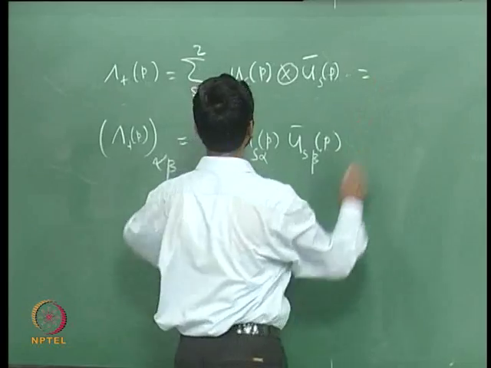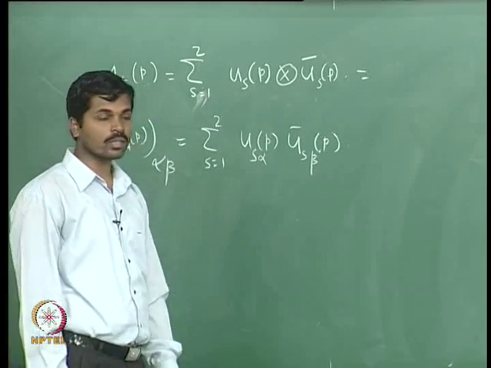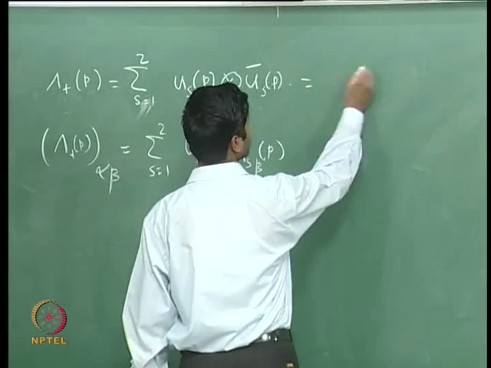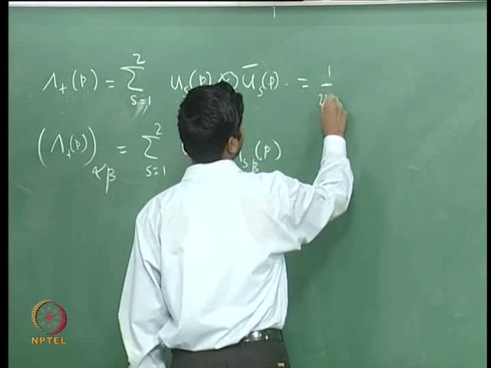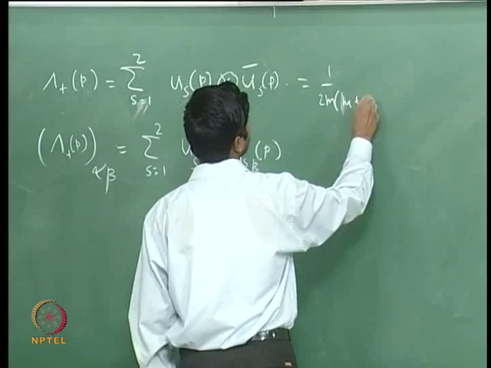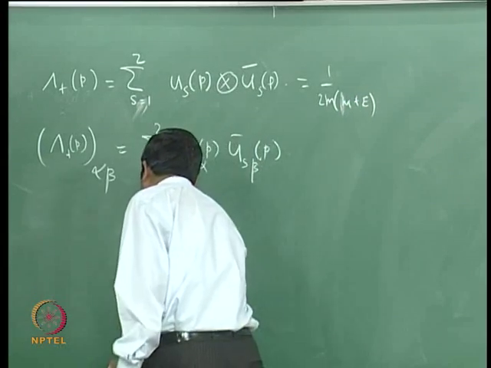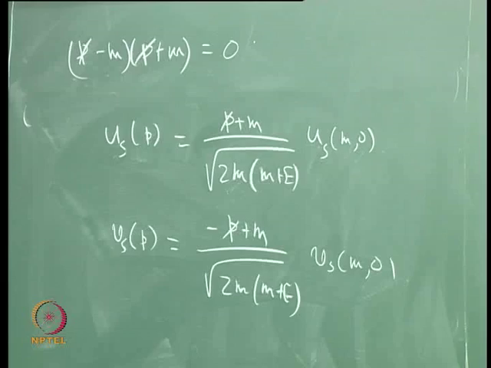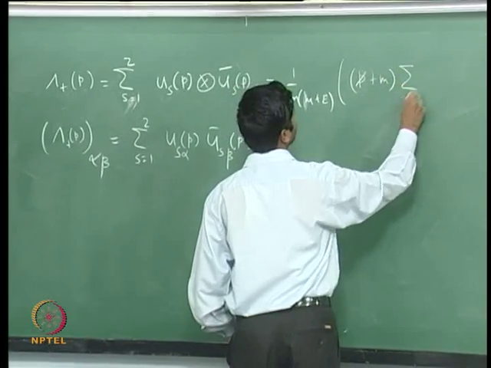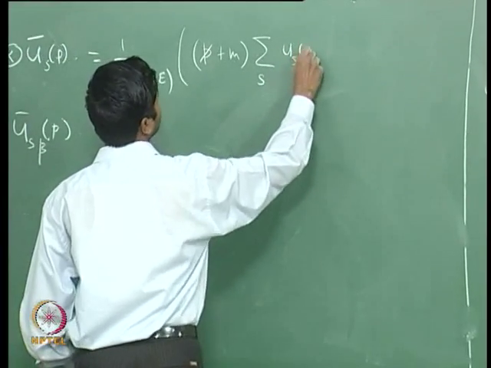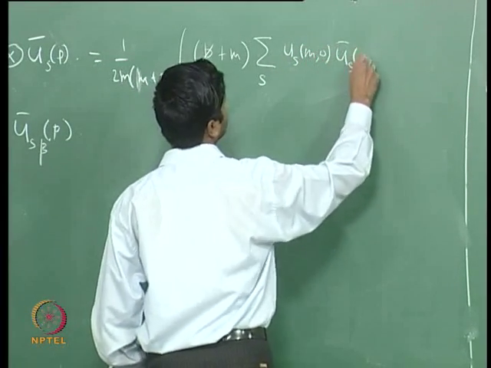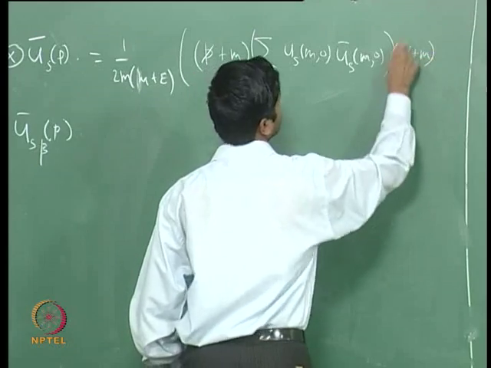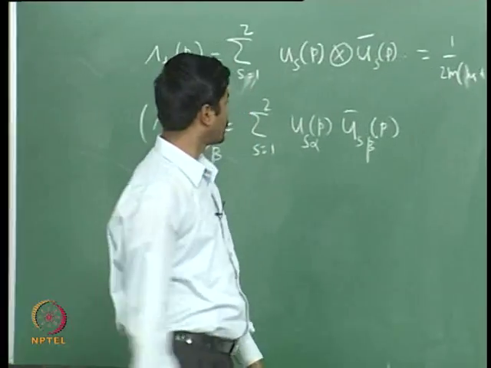So, now let us consider this u_s of p, which I already know is given by this, and you can show that this is 1 over the square root of 2m times (m plus E), times (p-slash plus m), times the sum over s of u_s(m, 0) u-bar_s(m, 0), times (p-slash plus m). This is straightforward. Okay.